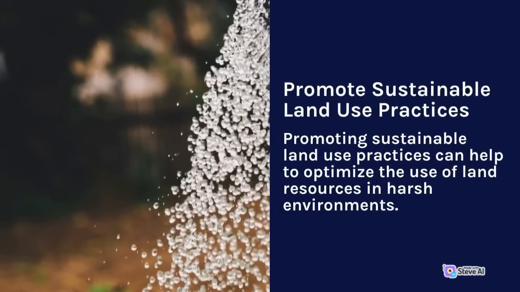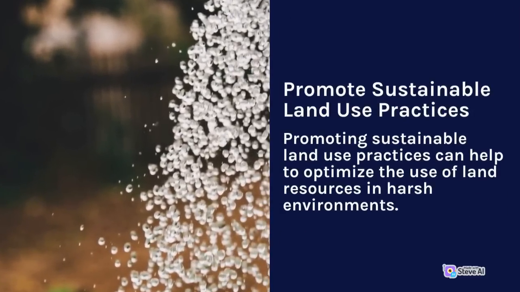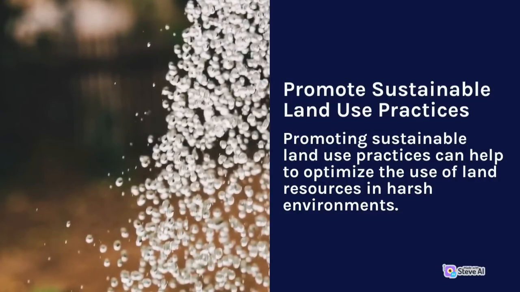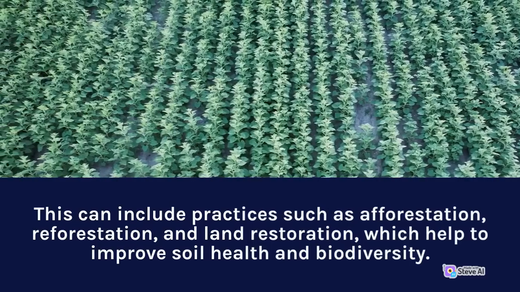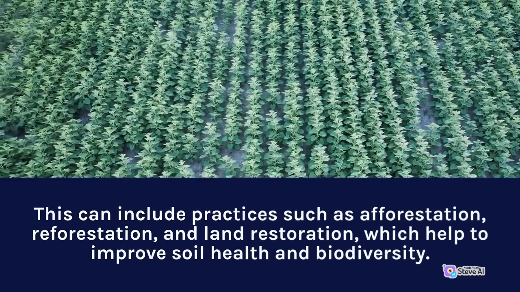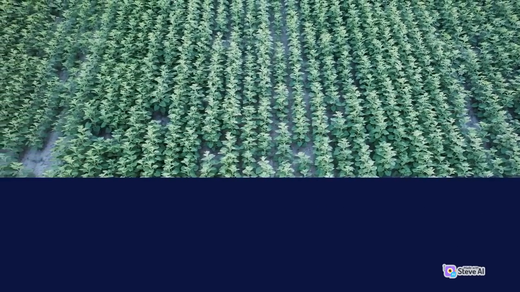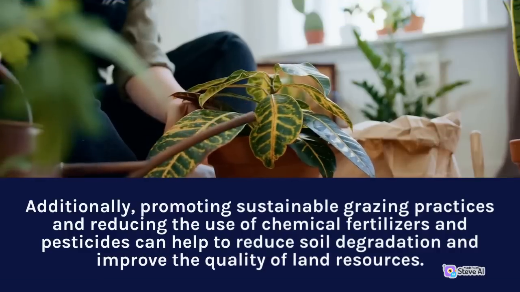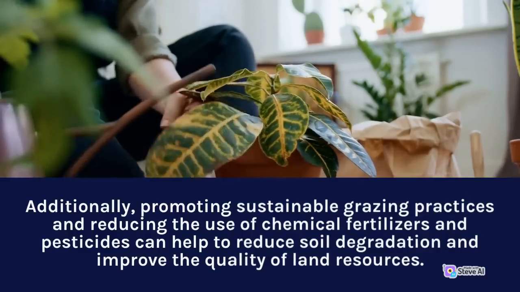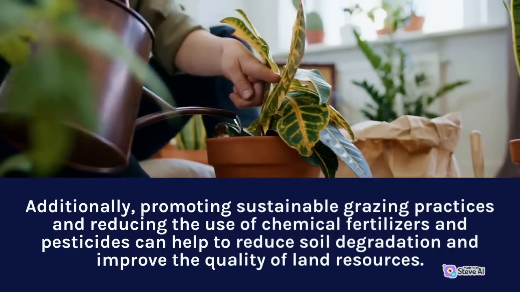Promote sustainable land use practices. Promoting sustainable land use practices can help to optimize the use of land resources in harsh environments. This can include practices such as afforestation, reforestation, and land restoration, which help to improve soil health and biodiversity. Additionally, promoting sustainable grazing practices and reducing the use of chemical fertilizers and pesticides can help to reduce soil degradation and improve the quality of land resources.